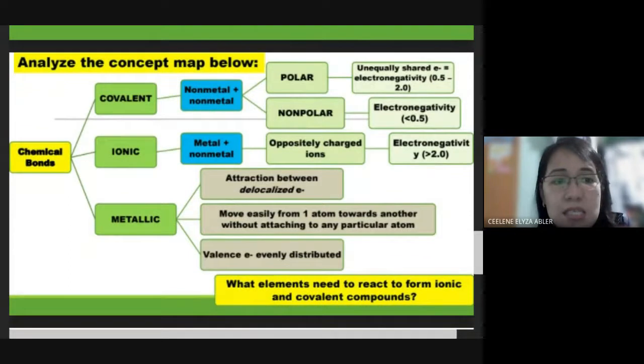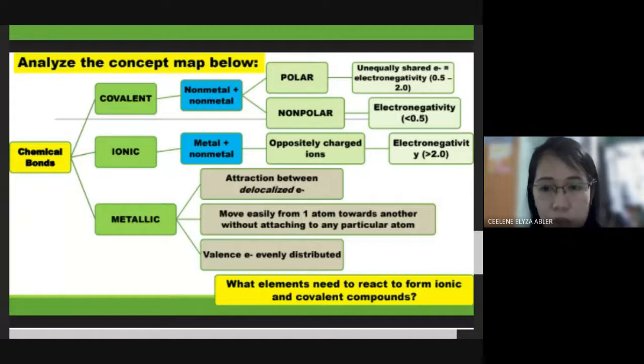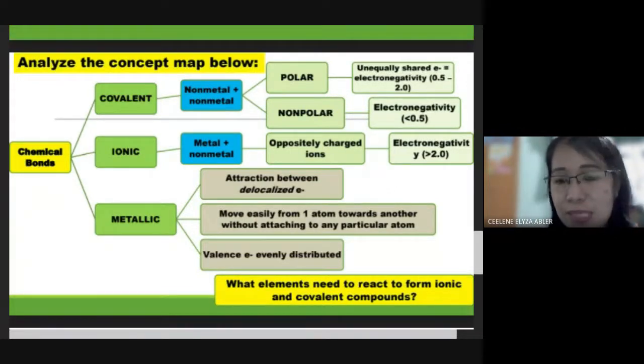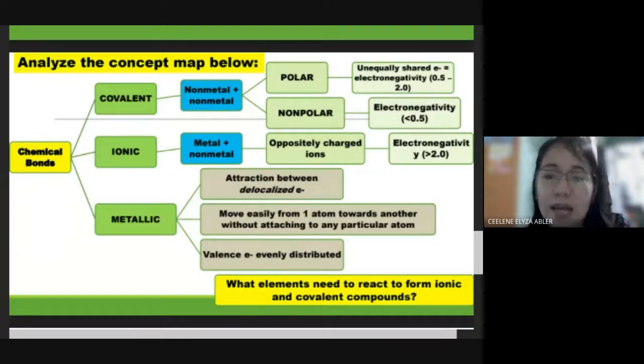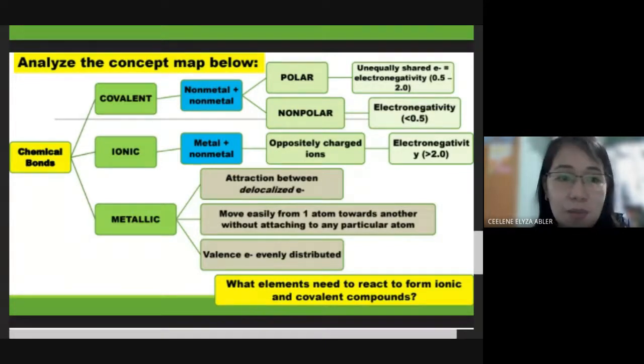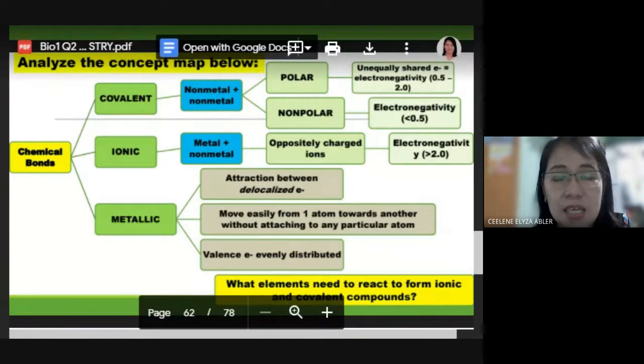Okay, so this is your map for your chemical bonds, which hindi ko naisali sa inyong module because wala na tayong portion na pwede natin i-insert niyan. Okay, limited kasi yung pages na pwede lang namin gawin para sa inyong modules. Alright? So these are your common chemical bonds which we use for our biological compounds. We have the covalent, ionic, and the metallic.